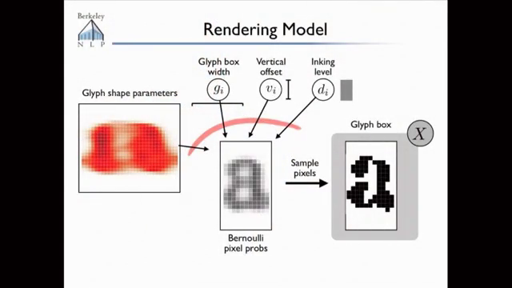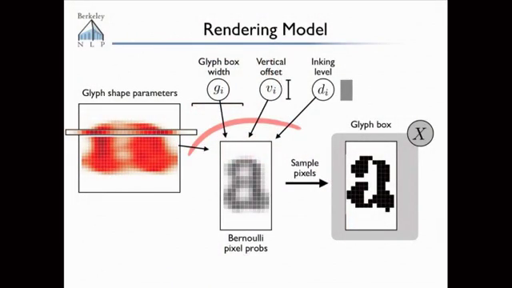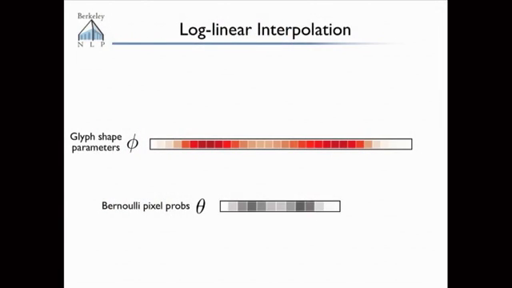Okay, here's where I'm going to go into a little extra level of detail. The key to getting this parameterization to work is how you define the function that maps the glyph-shaped parameters, along with the width, offset, and inking level, down to the intermediate grid. I'll tell you about that process for a particular row of the glyph-shaped parameters, and how it generates the corresponding row of the Bernoulli pixel probabilities. I'll call the glyph-shaped parameter row phi and the Bernoulli pixel probability row theta.